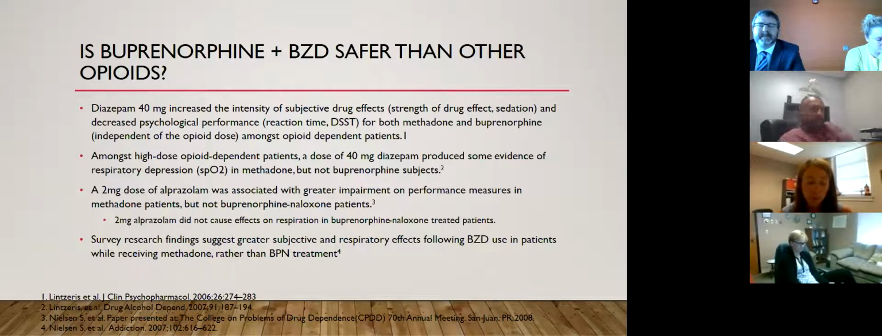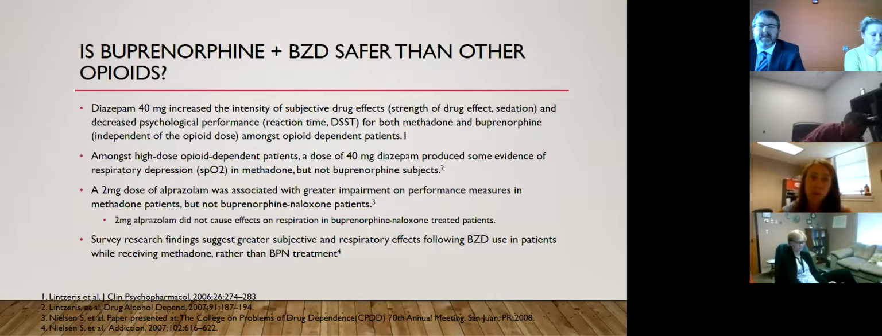There does seem to be lower treatment completion, increased sedation, and a greater risk of respiratory depression when a benzodiazepine is on board with buprenorphine compared with when buprenorphine is used by itself.